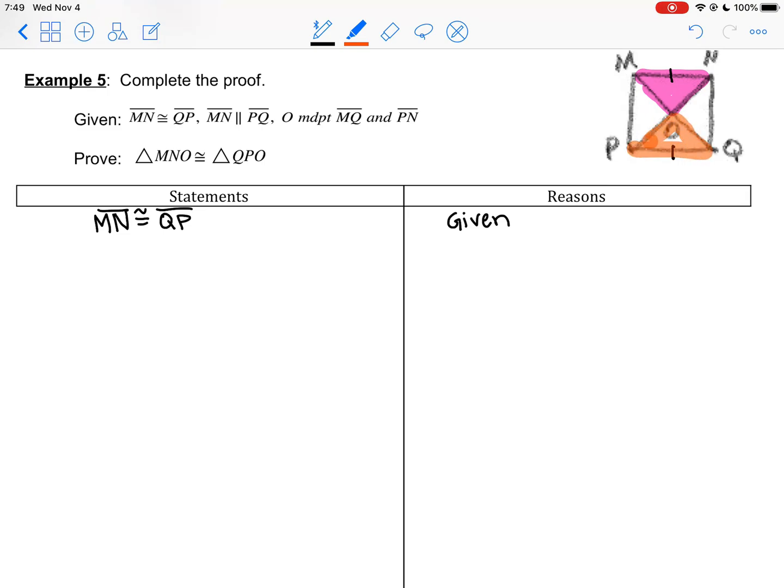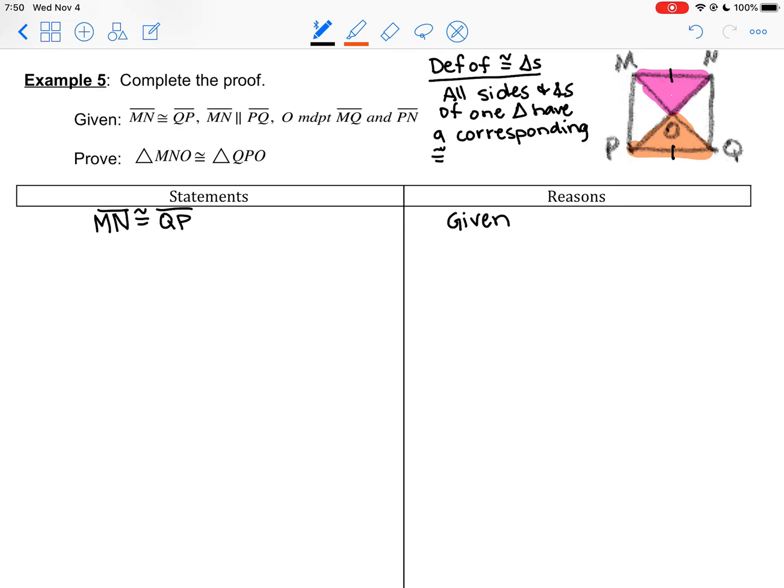So these are the two triangles we're looking at. And what we have to use is the definition of congruent triangles, which says that all sides and angles of one triangle have a corresponding congruent side or angle in the second triangle.